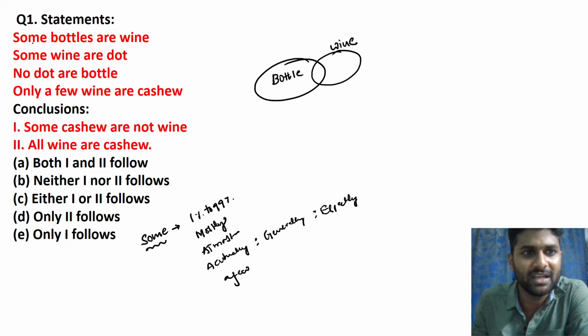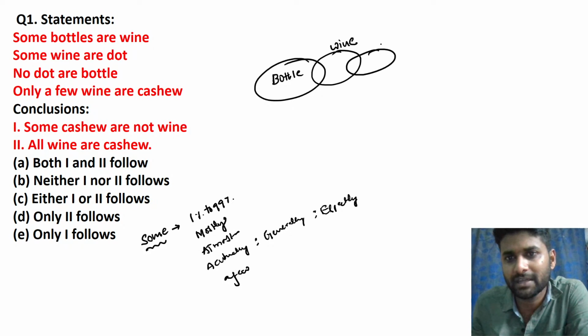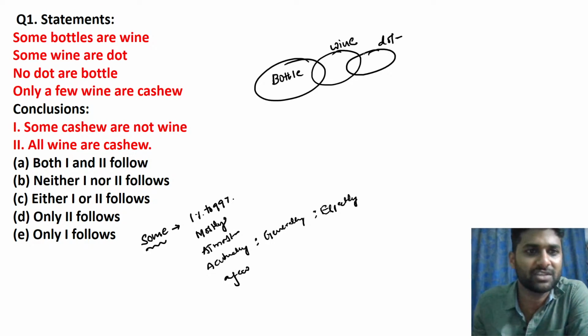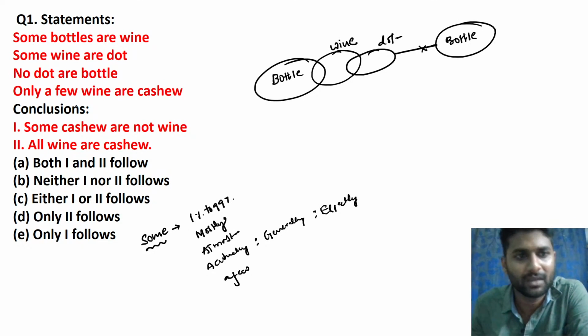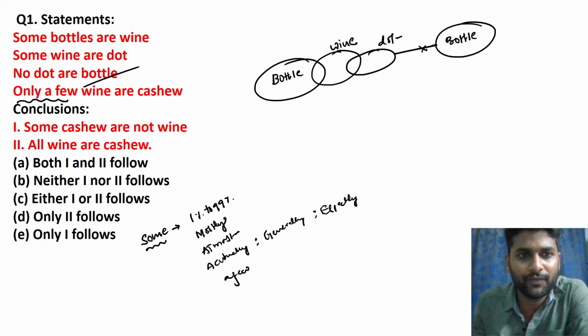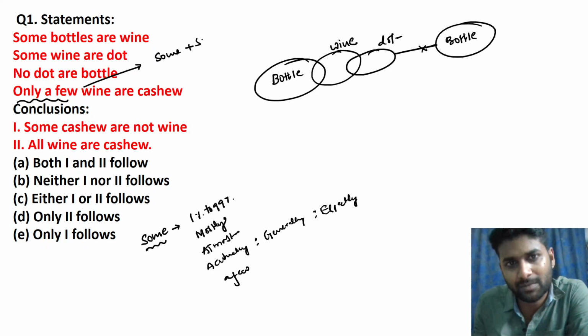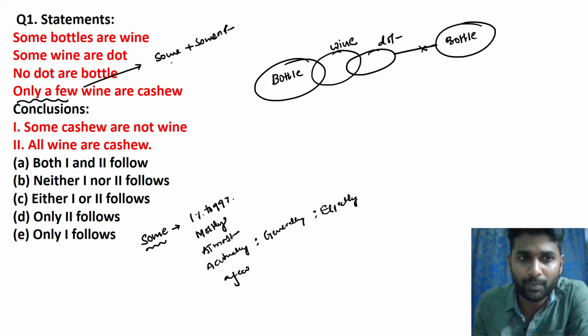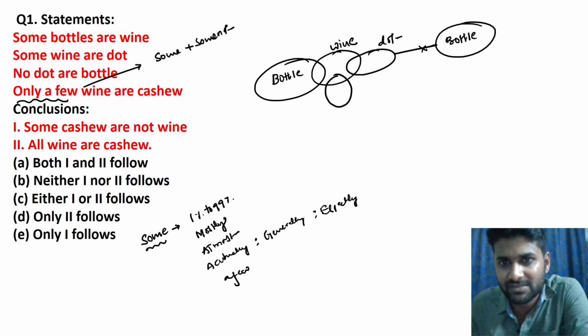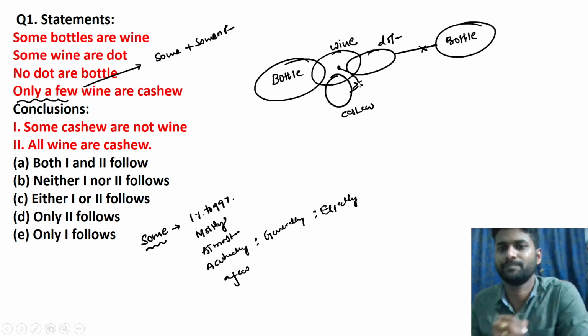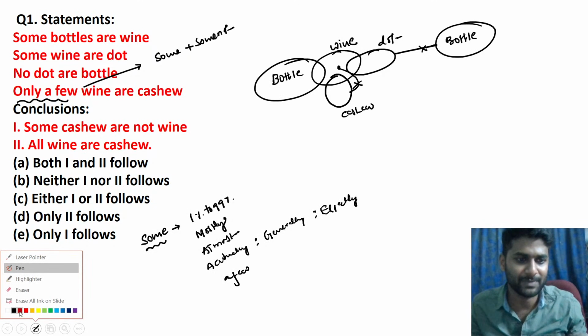Now see, the diagram represents some bottles are wine and some wine are dot. Again, a few, whatever wine is represented with a dot. And no dot is bottle. Here we can't represent it. Remember, guys, only few is a representation of some plus some not. We have to represent both cases. So some portion is represented, some portion is not represented. Here, the represented wine and cashew: some portion of wine is represented for cashew, and a few percentage is not represented with cashew. So try to make your diagram exactly as per the statement.